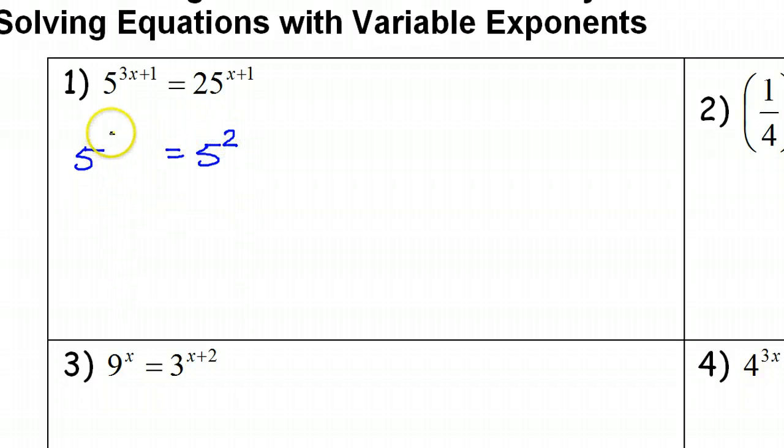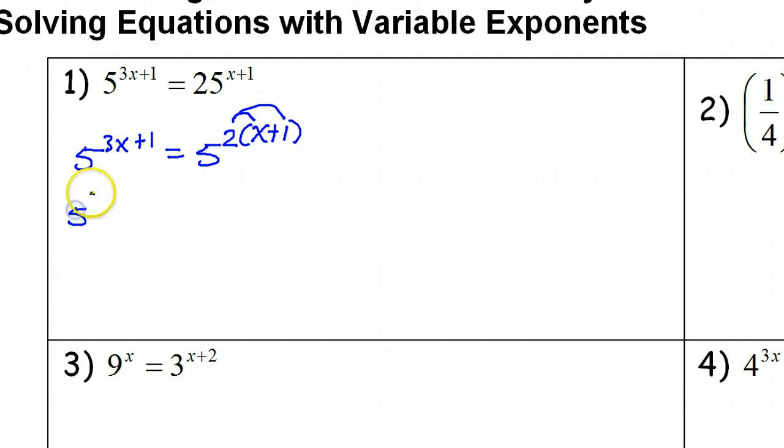Alright? No problem. And now I've got my 3x plus 1. I'm just going to bring that down. But here, don't forget I've got this x plus 1 that I've got to deal with. I will put that in parentheses. I'm going to have to distribute that later. So that's going to give me 5 to the 3x plus 1 power equals 5 to the 2x plus 2 power.